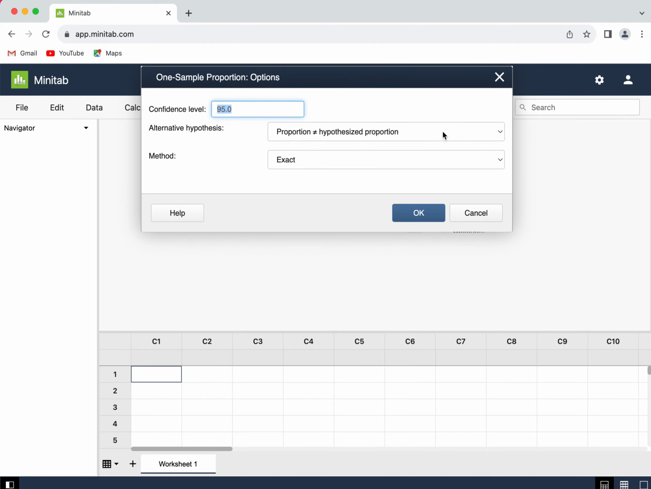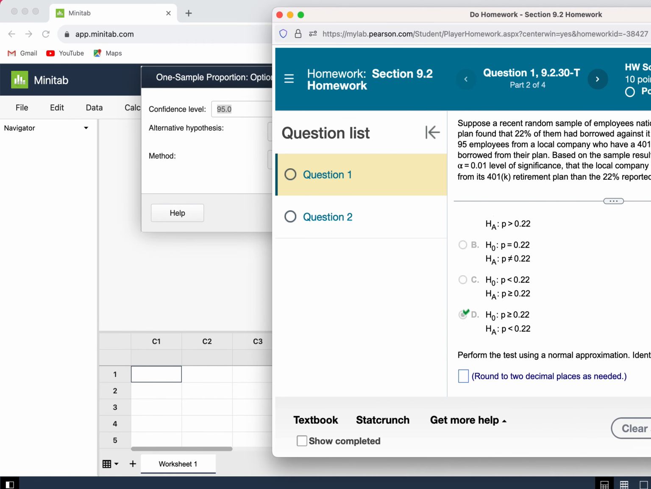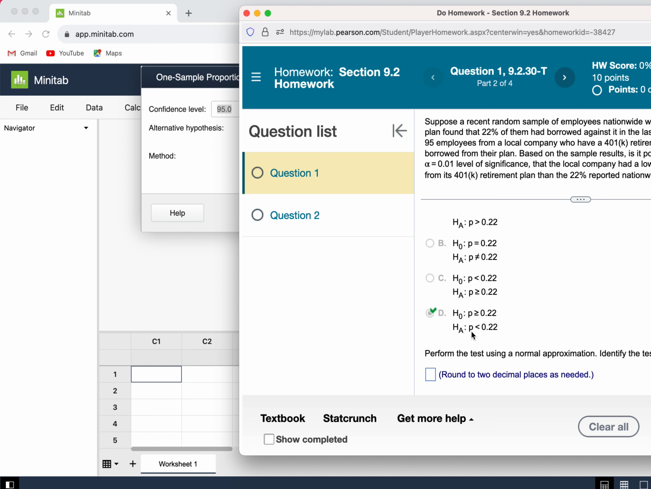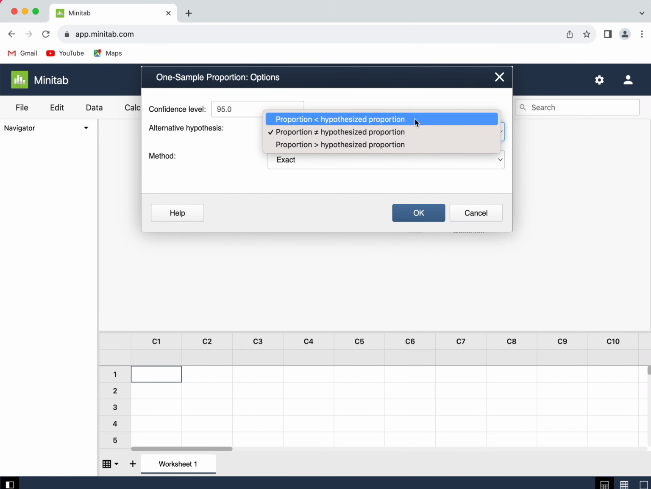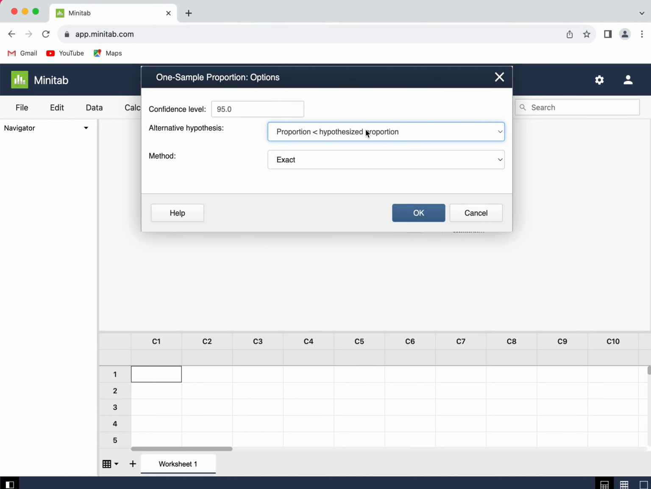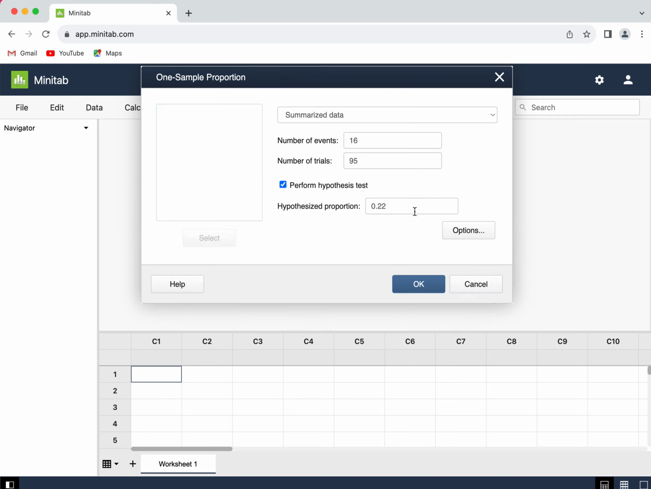I need to change the alternative hypothesis to match the alternative hypothesis that I have written. My alternative hypothesis is that P is less than 0.22. So that would be proportion is less than the hypothesized proportion. So I'm going to choose that one, change the method from exact to normal approximation, and click OK.